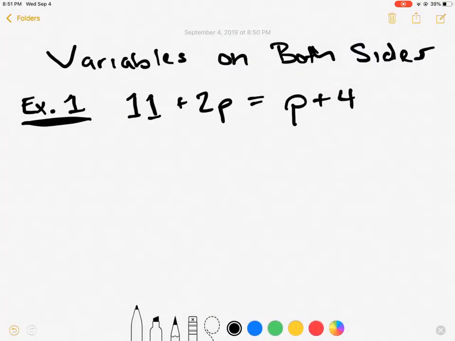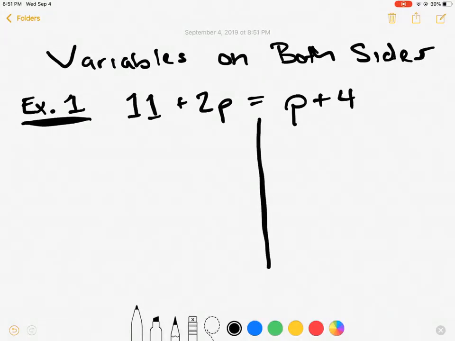All right, in this video, let's take a look at two examples of solving variables on both sides equations. The first one that we're going to look at is this equation, 11 plus 2p is equal to p plus 4. And the first thing you should notice is that your variable in this equation is p, and that's what we're going to end up solving for, okay?